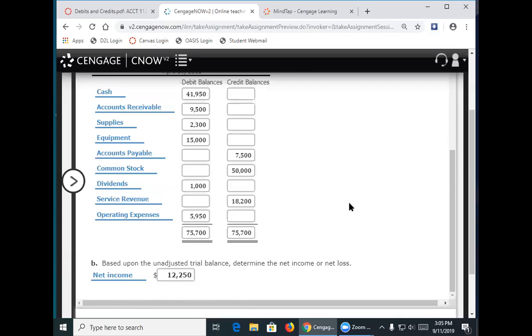Understanding debits and credits is something we still do in the upper level accounting classes, so it's a huge thing to understand. If you have any questions, feel free to email me or come by my office. Otherwise, have a great week.